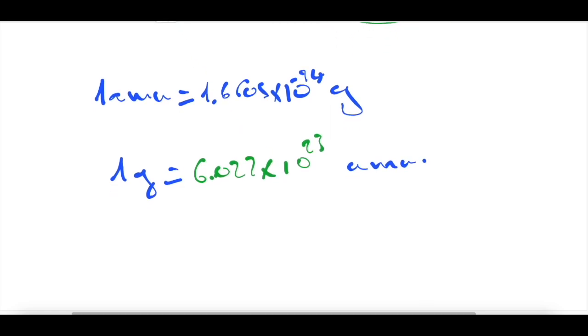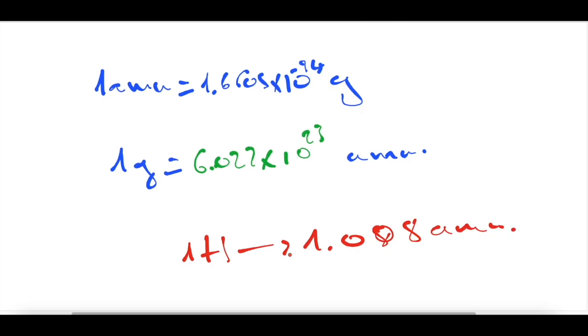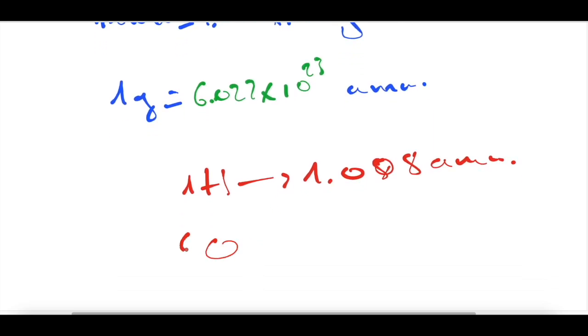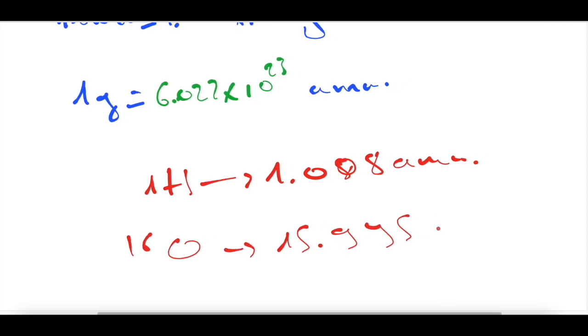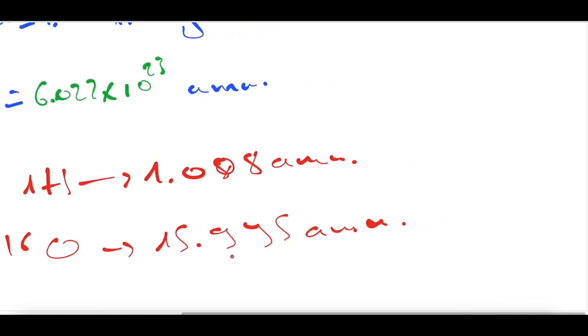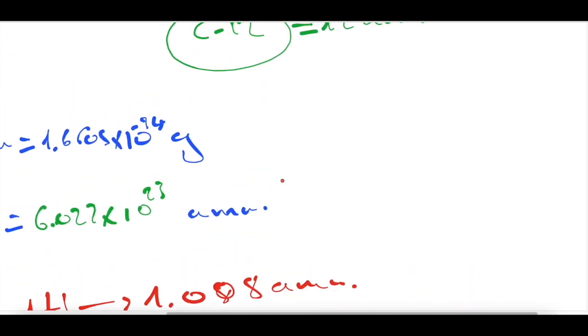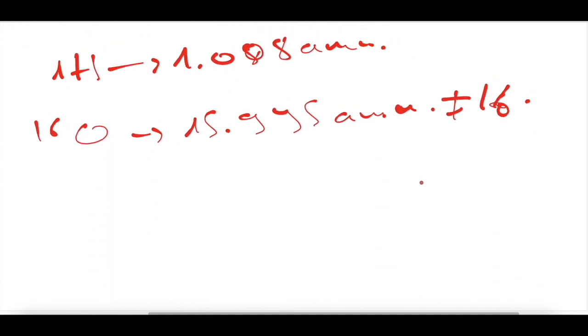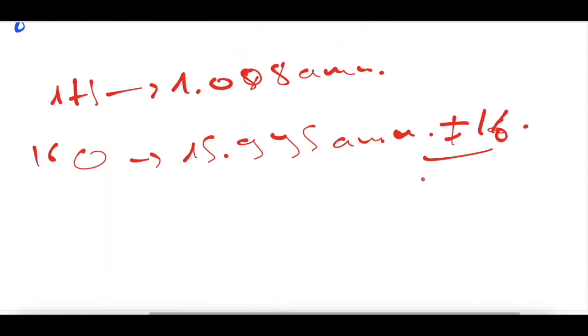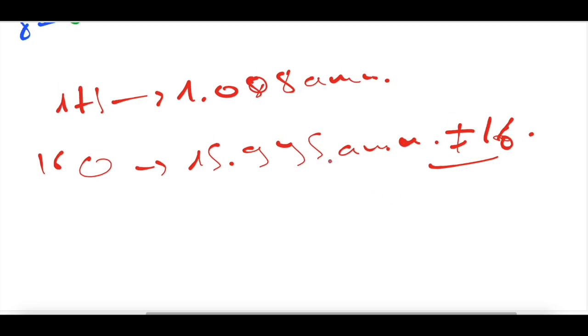Therefore, the mass of hydrogen, the isotope hydrogen-1, is equal to 1.008 AMU, and the atomic mass of oxygen-16 is 15.995 AMU. So here we can notice that the atomic mass of oxygen is not equal to 16, as we previously determined it. Why it is not equal to 16, we'll talk about it later.